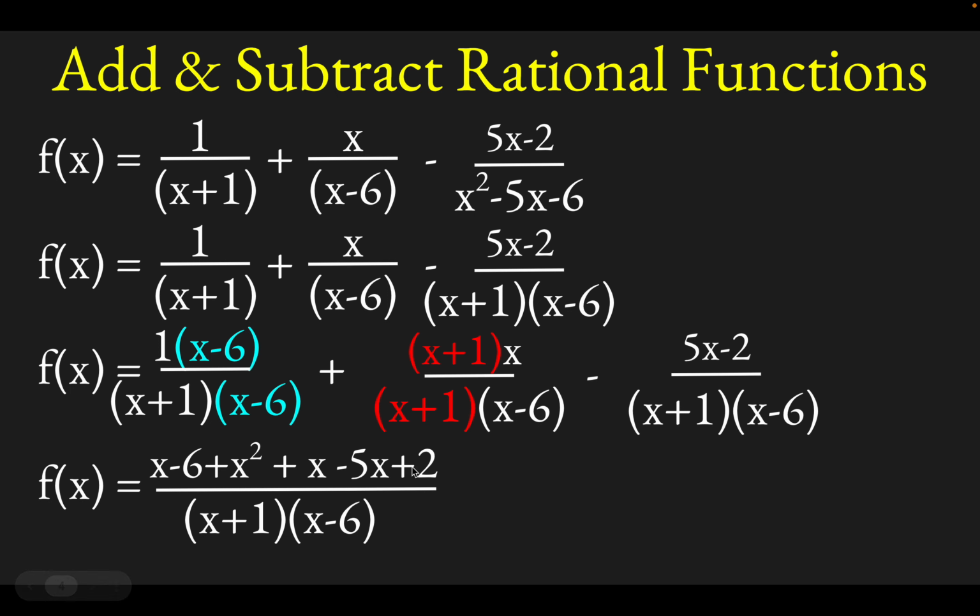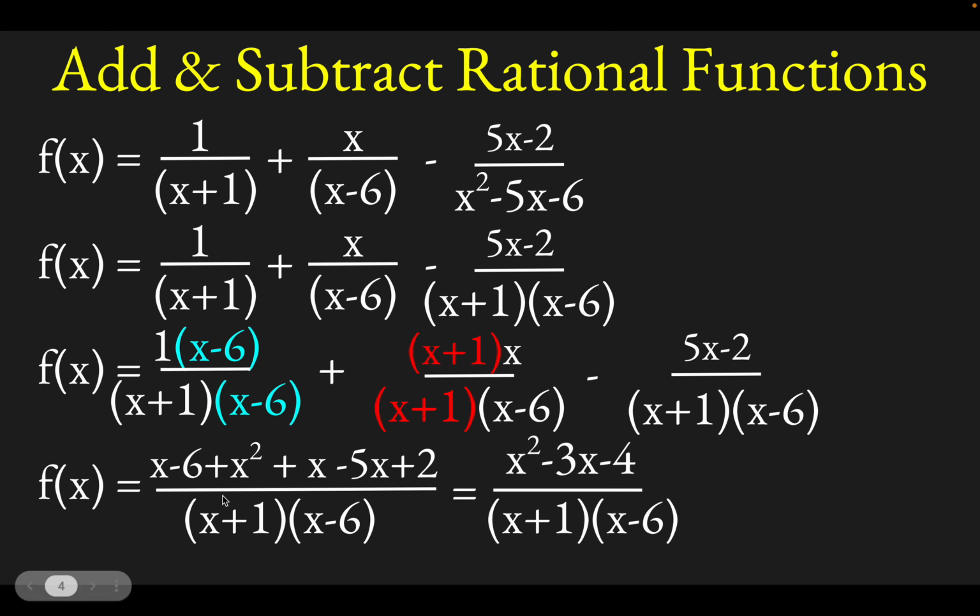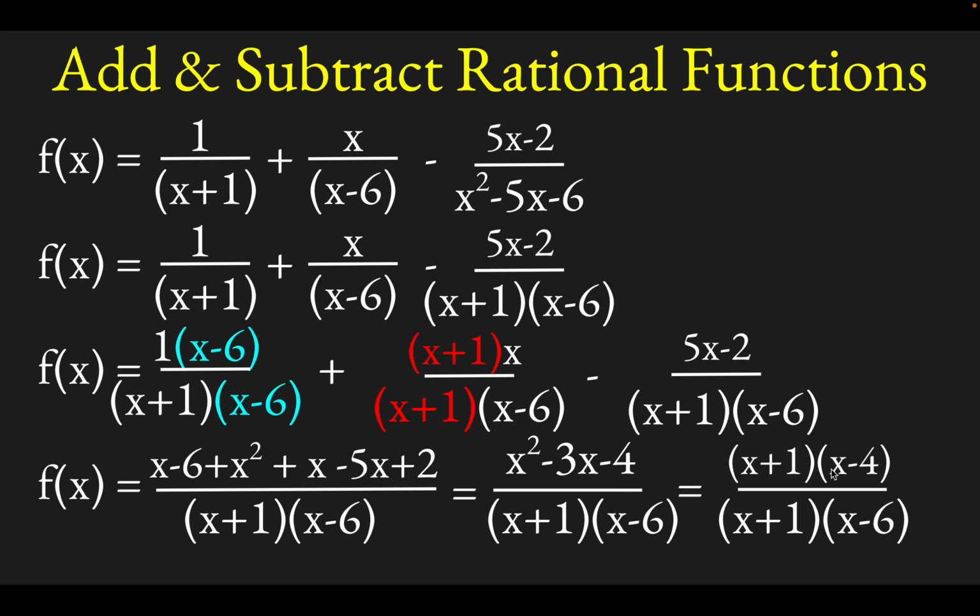Now let's collect like terms in the numerator. We have an x squared, we have x plus x minus 5x, which gives you negative 3x, and we have a negative 6 and positive 2, which gives you negative 4. We would be done here, but we can actually simplify this by factoring the numerator. That will become x plus 1 times x minus 4. What you notice is that this factor appears both in the numerator and denominator, and so that can be canceled out.